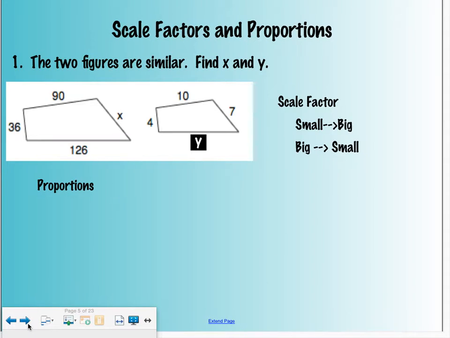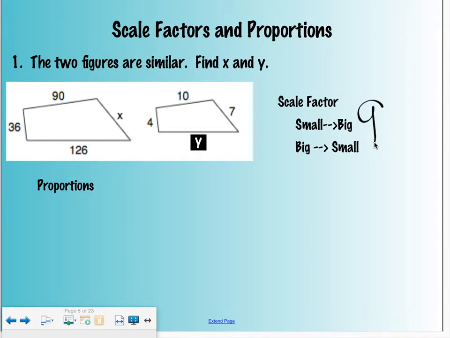Okay, so getting into solving some problems. We know that these two figures are similar. So because we know that they're similar, we can find the missing sides by using the scale factor and the proportions. So can we take a look? Does someone think they know the scale factor from the small figure to the large figure? David? 9. So if we take a look, 9 times 10 is 90. 4 times 9 is 36.